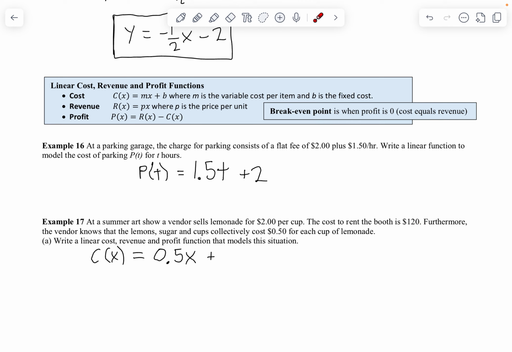It's fixed. It's the same regardless of how many cups of lemonade you sell, right? So we add that in. So this function represents our total cost, right? At the end of the day, you sell a certain number of cups of lemonade. You could plug that in for the variable x and solve to get your total cost for that particular day, right? Okay, revenue. Revenue is money coming in.